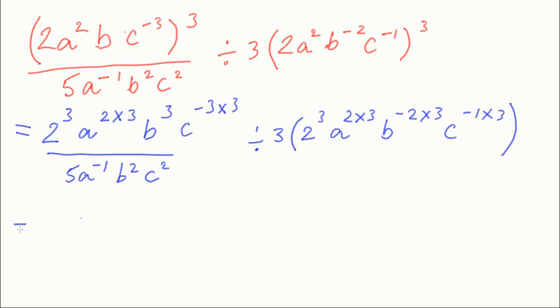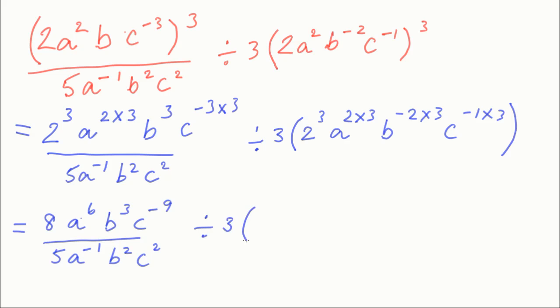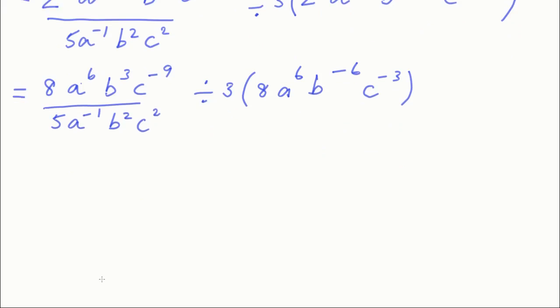So now starting to simplify a few things. So 2 cubed is 8, and then a to the 6, b to the 3, and c to the minus 9, over 5a to the minus 1 b squared c squared, divided by 3 bracket, 2 cubed again is 8, a to the 6, b to the minus 6, and c to the minus 3. Alright, so making a little bit more room.